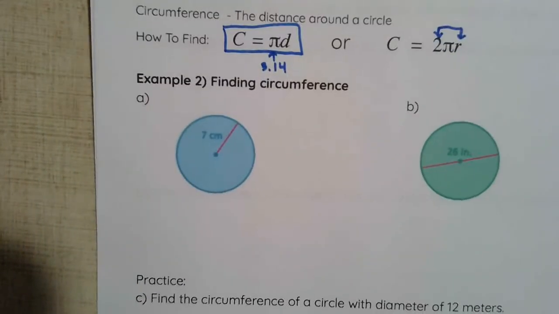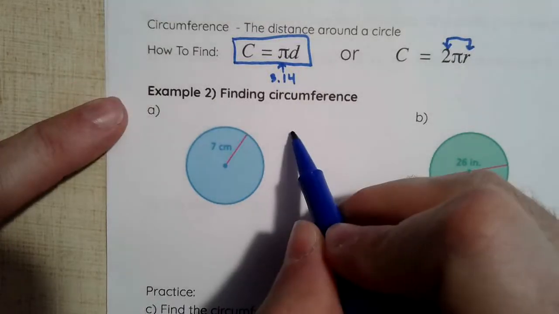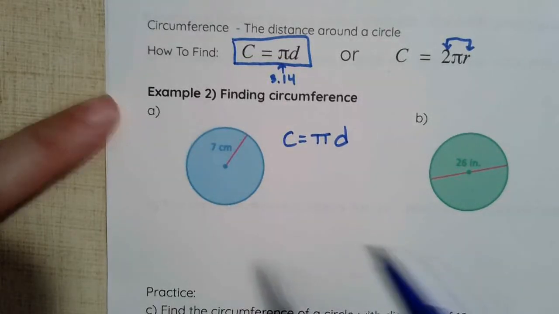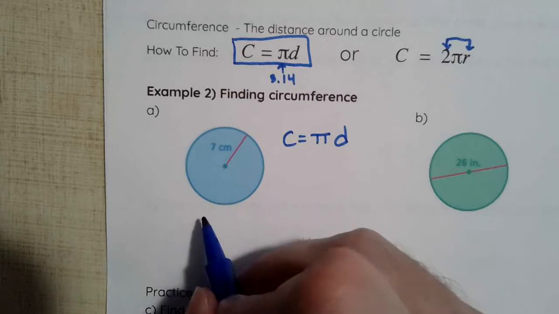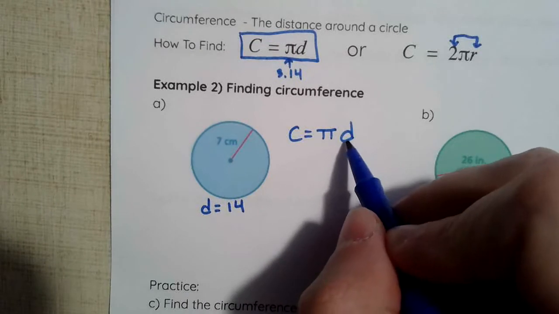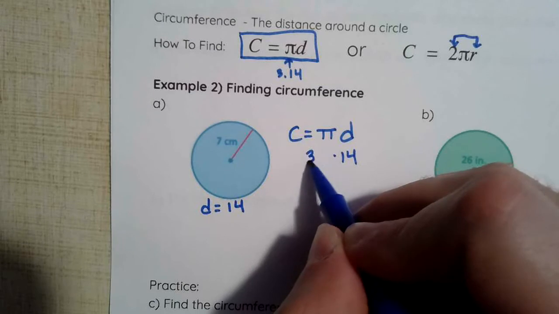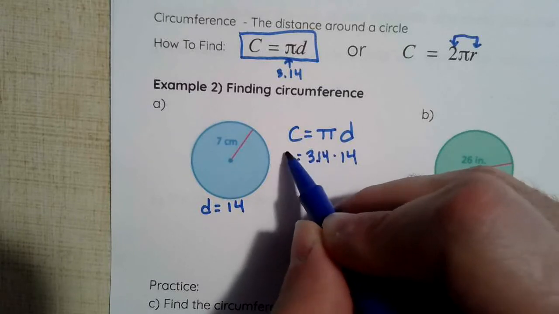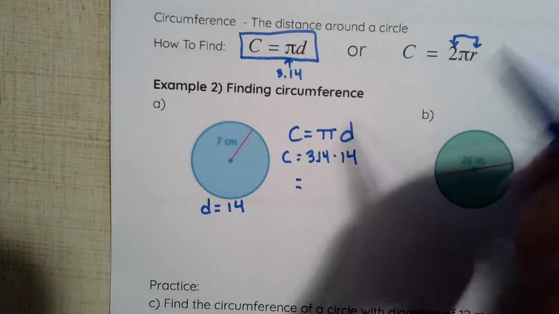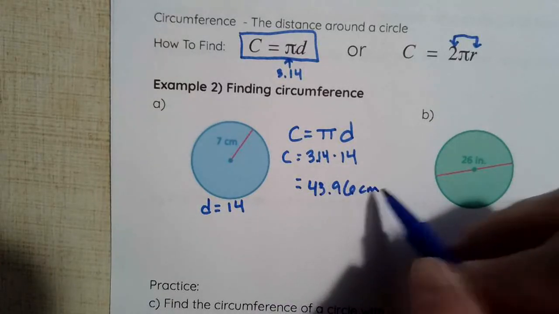So let's look at example A, finding the circumference of a circle. I'm going to start with my formula. Circumference equals pi times diameter. Now looking at my diagram, 7 is the radius, which means the diameter is 14. So instead of 7 going in here, I have to make sure I put a 14 in here. Pi I'm going to replace with 3.14, and that's going to give me my circumference. So 3.14 times 14 leaves me with 43.96. I'm going to use a label of centimeters on here.